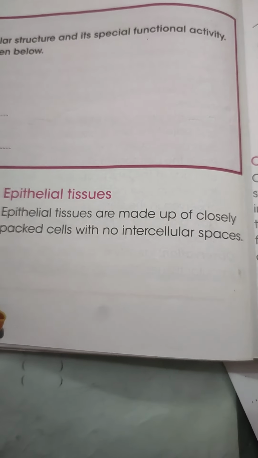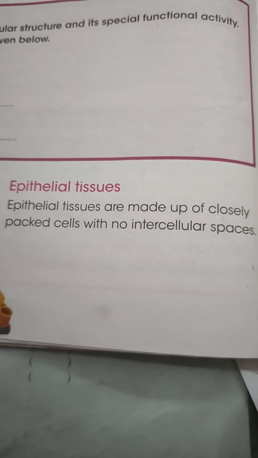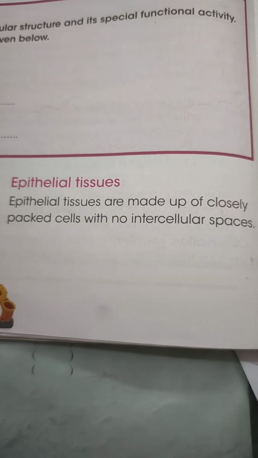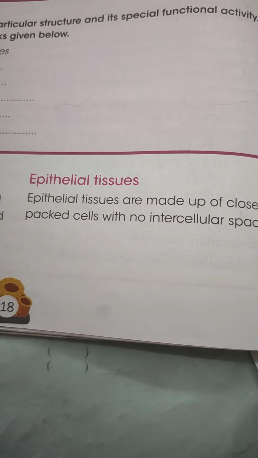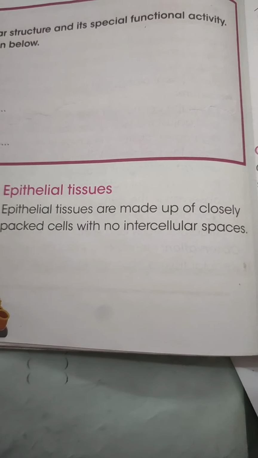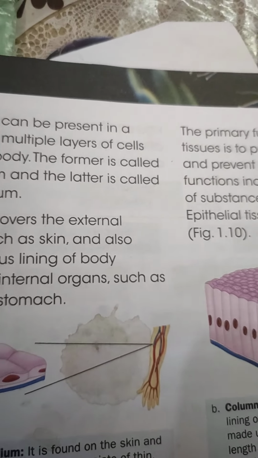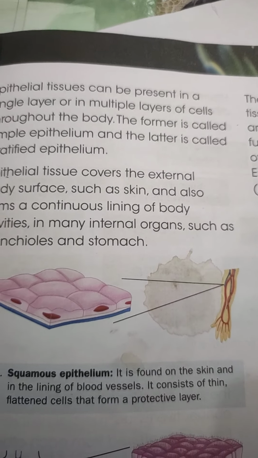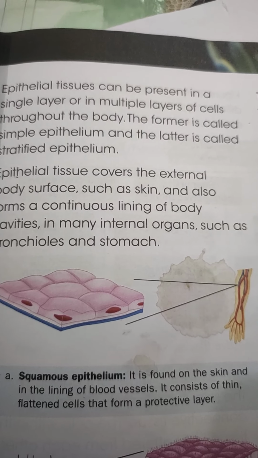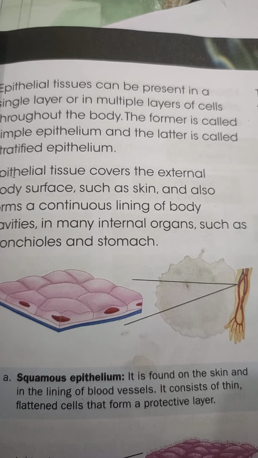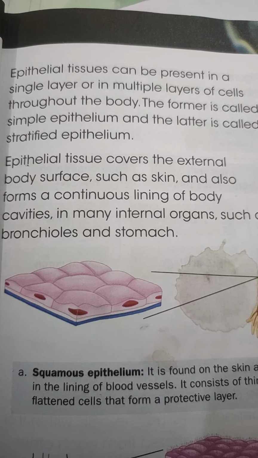They are closely packed cells with no intercellular spaces, because they have to make a continuous layer to protect the underlying part, so they are compactly packed with no intercellular spaces. Epithelial tissue can be present in a single layer or in many layers. If they are present in a single layer, they are known as simple epithelium, and if they are present in many layers, then they are known as stratified epithelium.